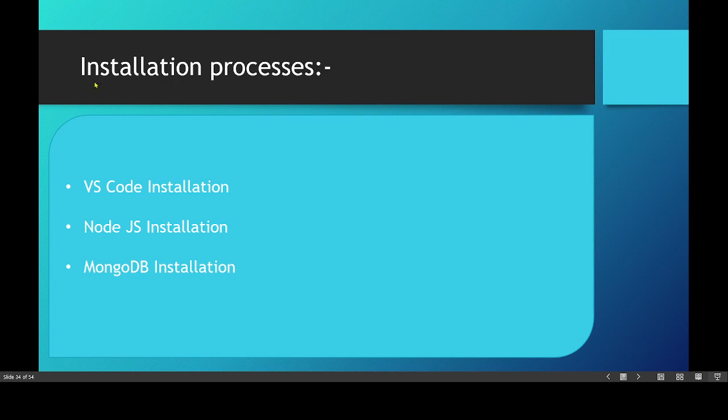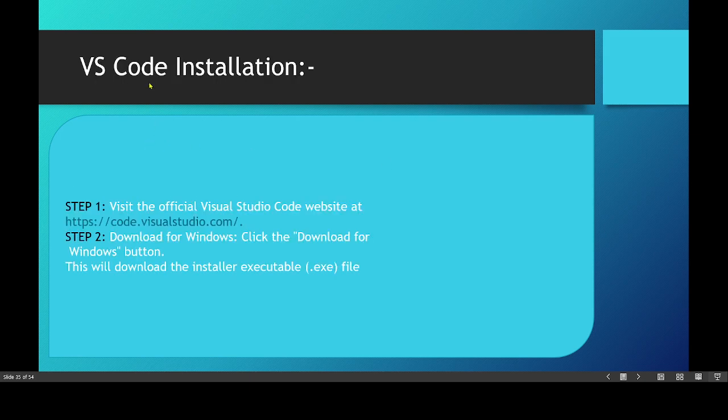As I mentioned in the installation process, we have to install these three applications in order to develop our project: VS Code installation, that means Visual Studio Code installation, Node.js installation, and MongoDB installation. Why we use VS Code installation means we worked on this project in VS Code only. Now let's discuss the VS Code installation process, how we can install it. Now let's see VS Code installation.